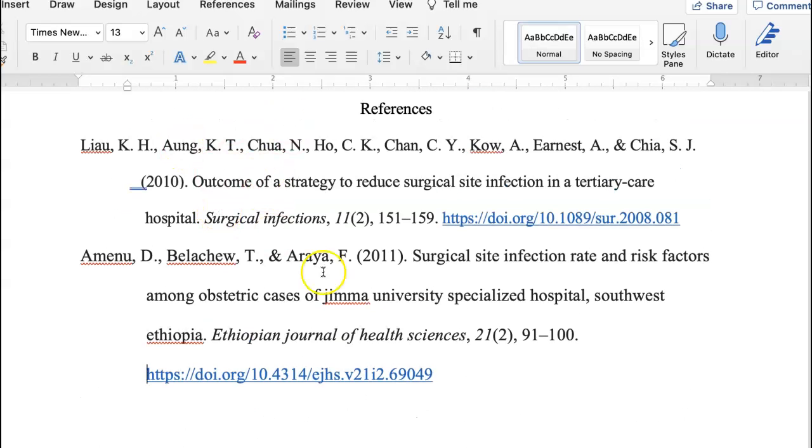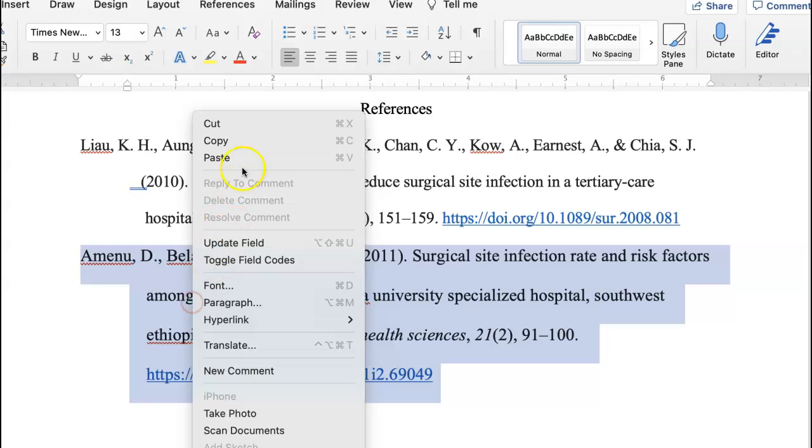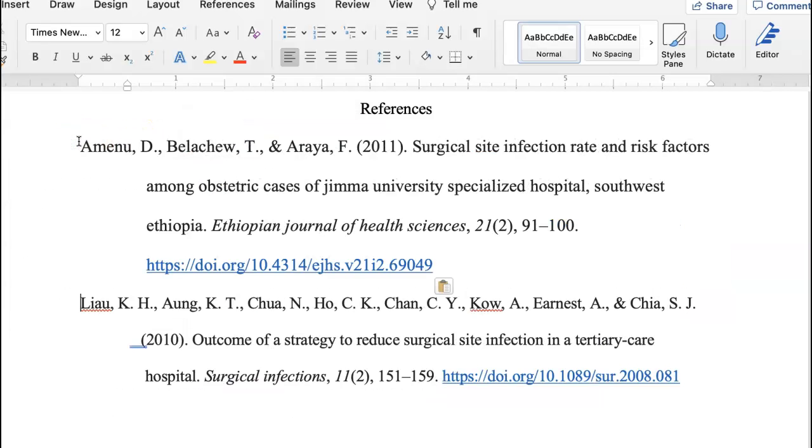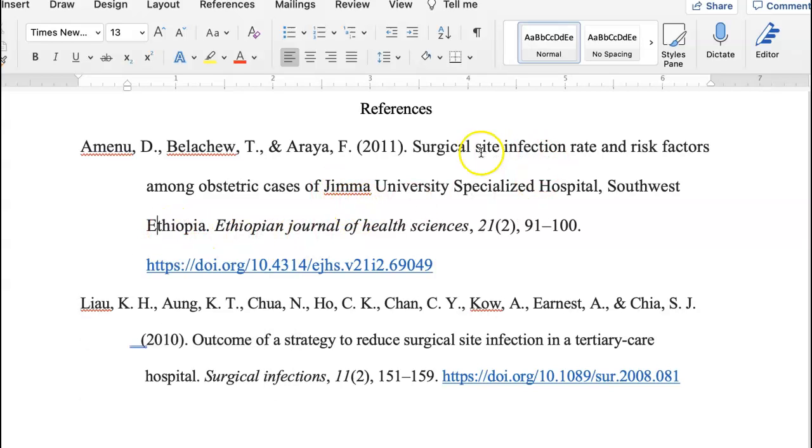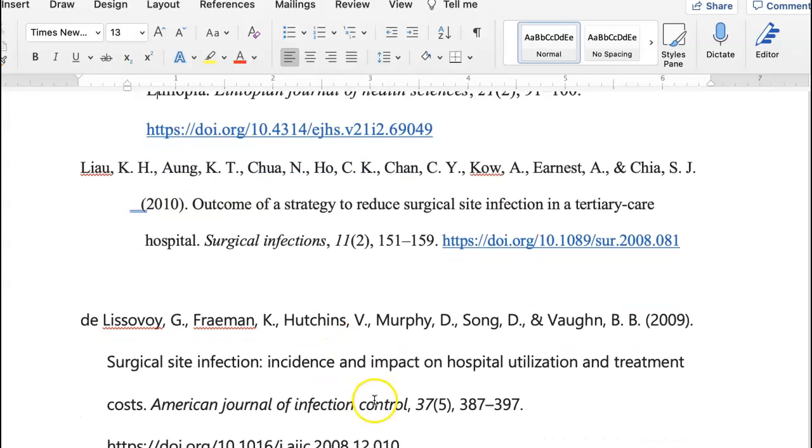And then your references page, you always want to be in alphabetical order. So I'm going to bring this one up here. And there you go. It should look just like this. And if this is the actual name of a hospital, you would want to keep those capitals. It's just when there's not a proper noun that you wouldn't need to. So it would be Southwest Ethiopia. If it's a proper noun, it should be capitalized, but the other ones you can see are lowercase. And then the rest of that looks good. This one looks good here. And then again, the last one would be in alphabetical order.